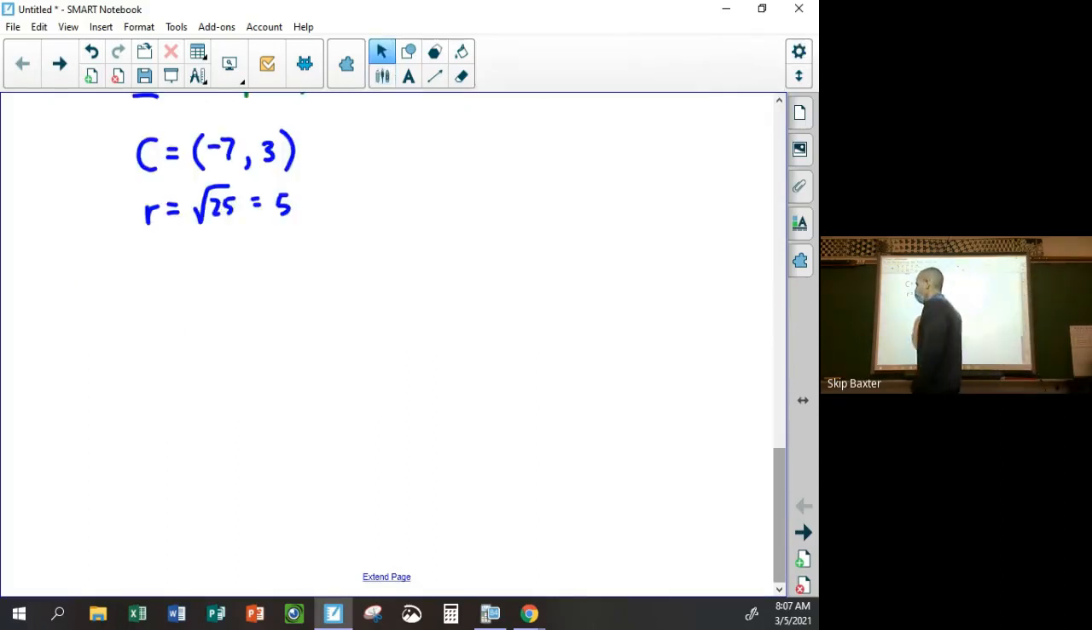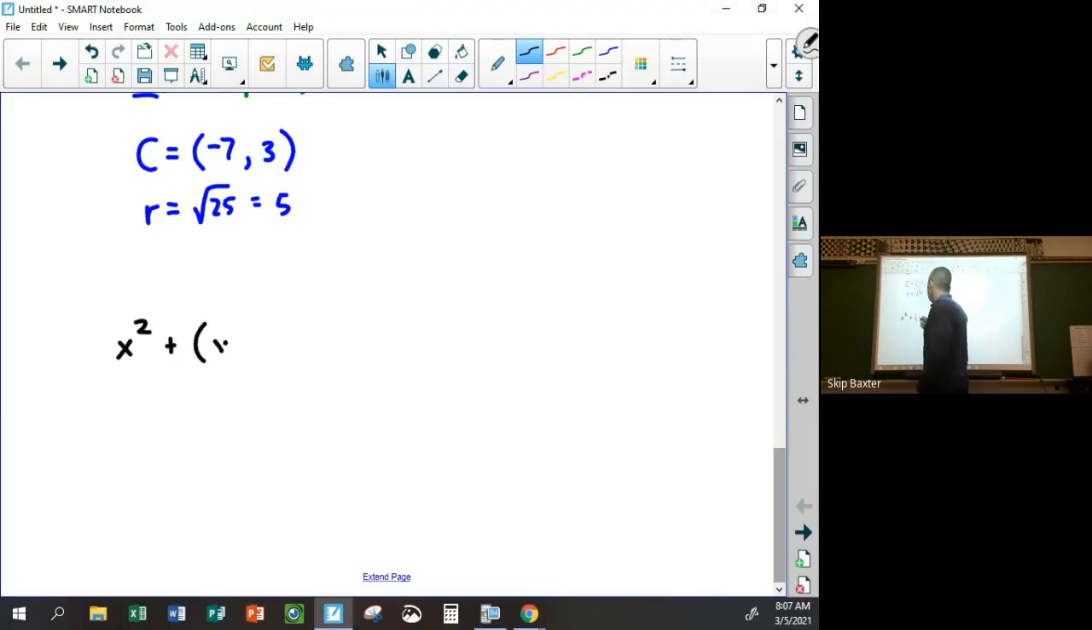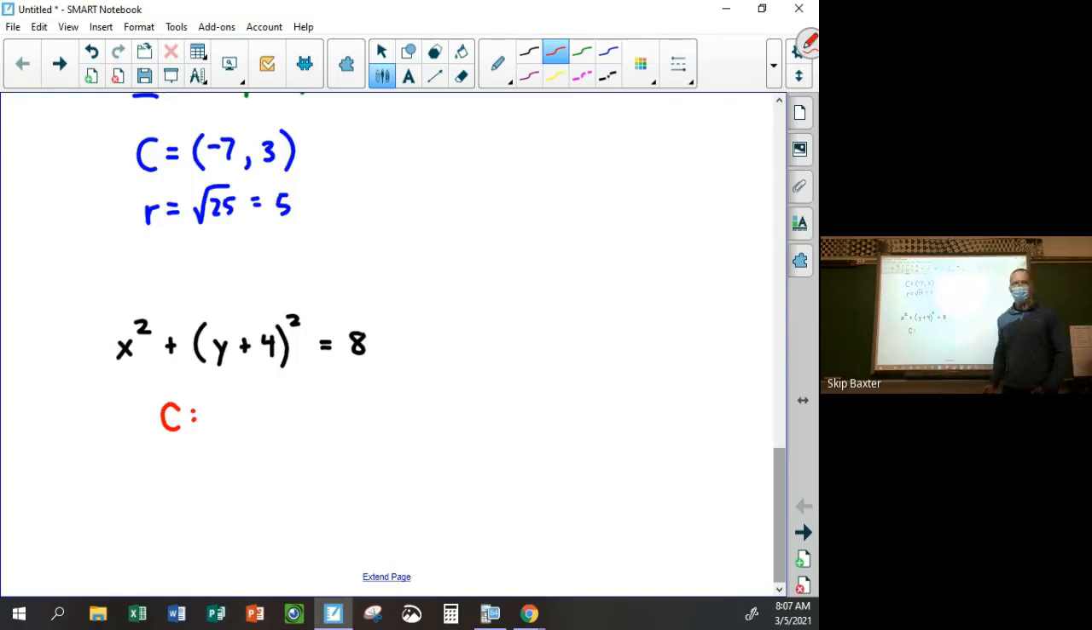What if we have something like x squared plus y plus 4 squared equals 8? What's the center? Yeah, 0, -4. Everybody cool with that? What's the radius? Square root of 8, yeah.